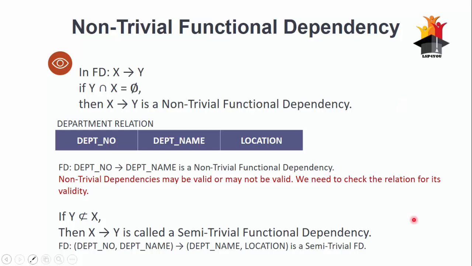Sometimes, if Y is not a subset of X and if Y intersection X is not equal to null, then X implies Y is called a semi-trivial functional dependency. Consider the FD: department number, department name implies department name and location. See, this is X and this is Y, and Y is not a subset of X, but Y intersection X is not a null set. Department name is common to both X and Y. So this type of functional dependency is called a semi-trivial functional dependency.